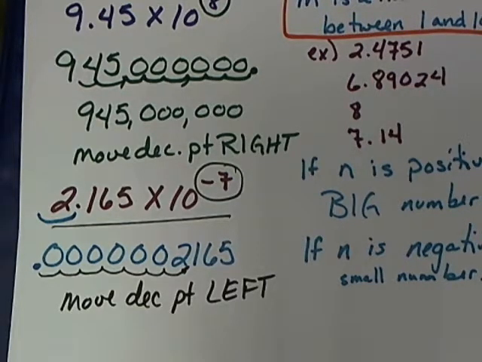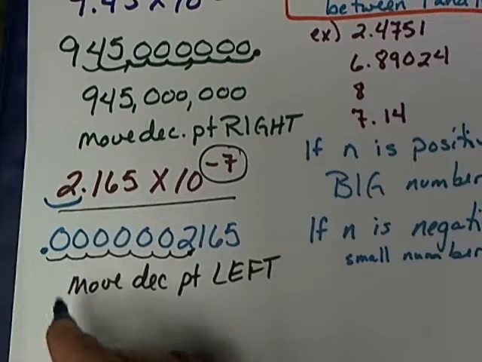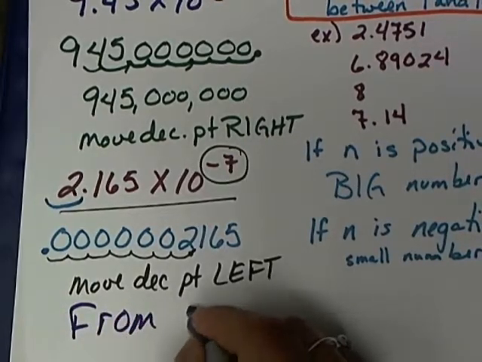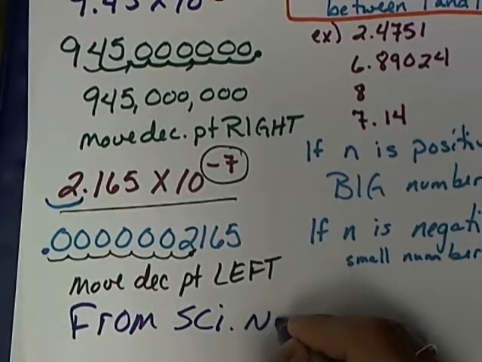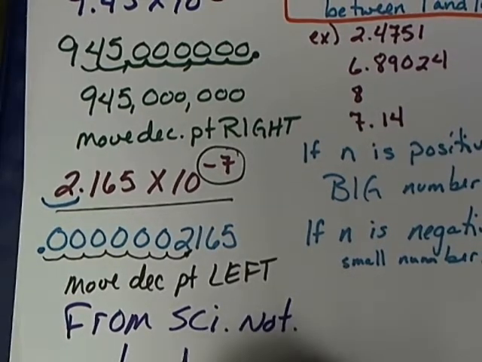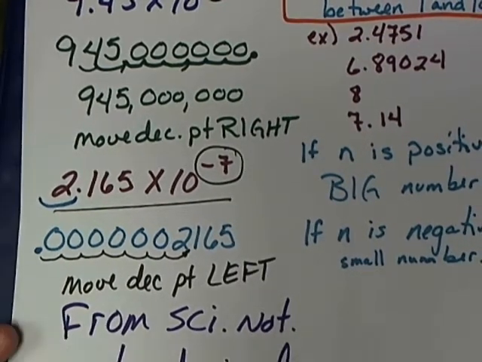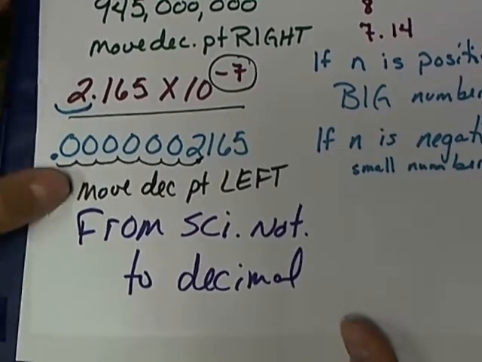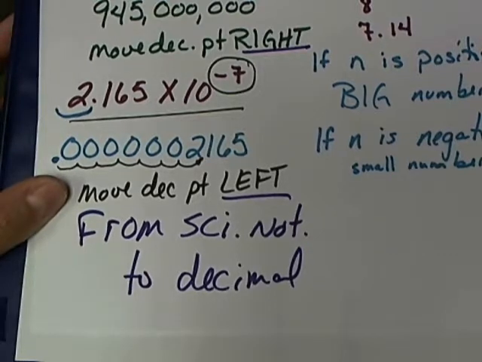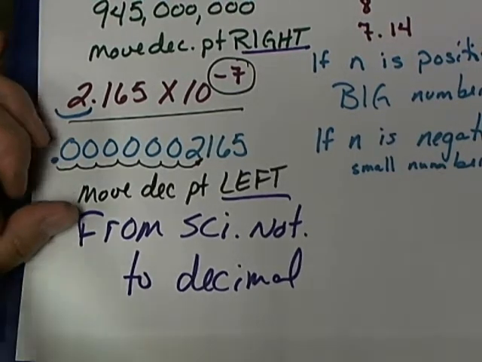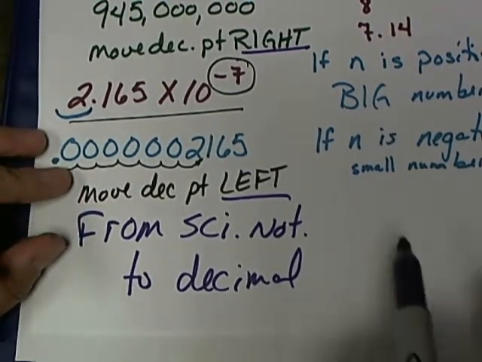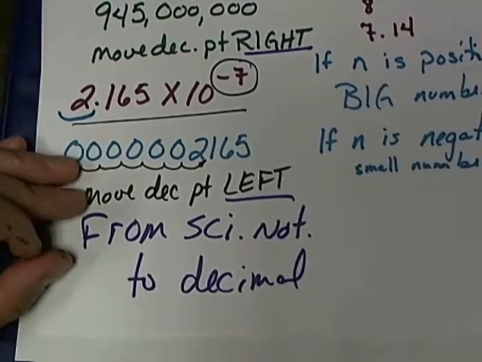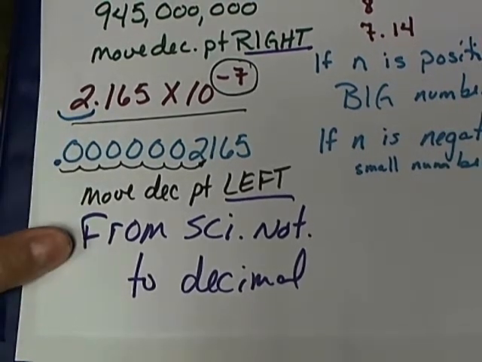Now remember, this is converting from scientific notation into a decimal number. So from scientific notation to decimal, if it's a positive exponent, we move to the right. If it's a negative exponent, we move to the left. Which means that if we're going from decimal notation to scientific notation, it's going to be the reverse. Let me show you some of those.